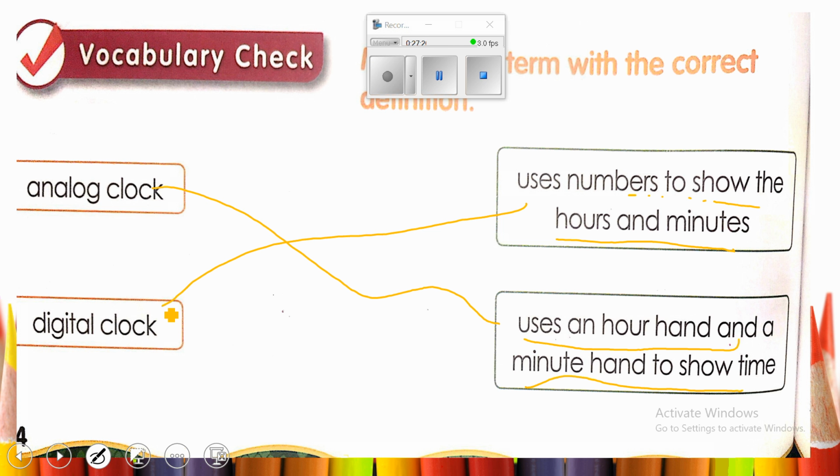The other thing that you have to focus on: when I'm writing my time in the digital form, I'm writing the hour then the minutes. But when I'm using half past, I write half past first, then I write the hour. Okay? So just bring any clock you have at home and practice all the time how to read it for your family.